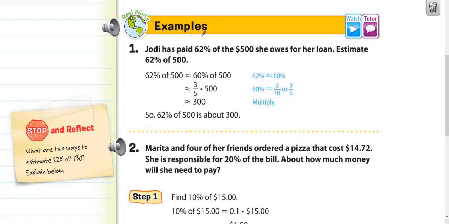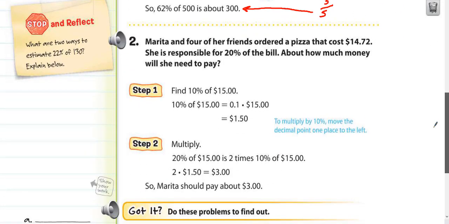Jody paid 62% of the $500 she owes for her loan. Estimate 62% of the 500. So she rounded her 62% to 60, which gave her 3/5 of 500. Well, 1/5 of 500 is 100, one part out of 5, so 100 out of 500, which means her 3/5 is 300.